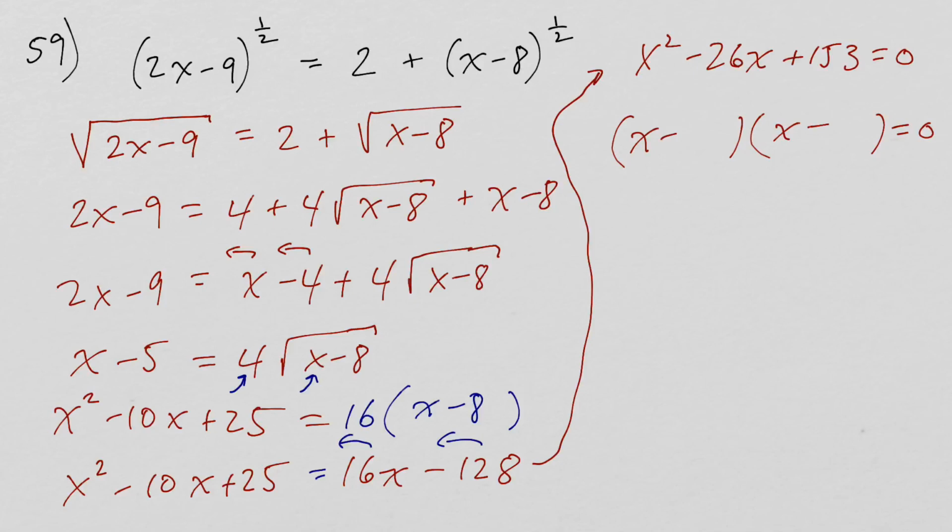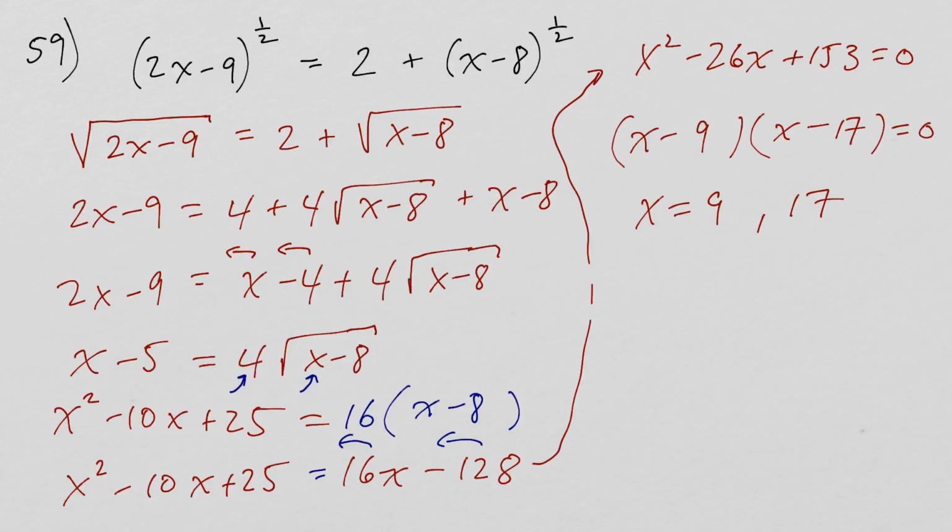Well, let's take a look at 153. 153 is divisible by 3, and this is going to be 51. This is 3 times 17. So that looks like it's going to be a minus 9 minus 17. And that adds up to 26 and multiplies to a positive 153. Okay, so now this gives me that x is equal to 9 and positive 17. But I've got to double check both of those answers. It feels like this never ends.